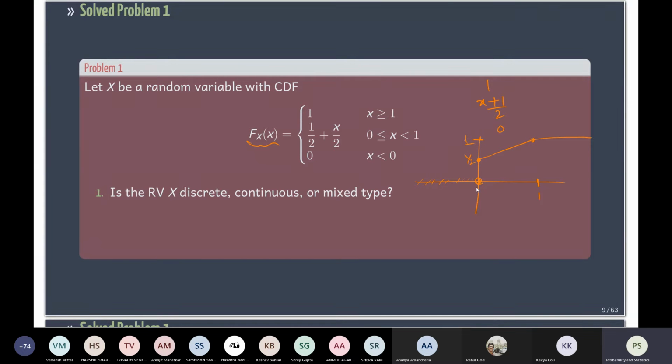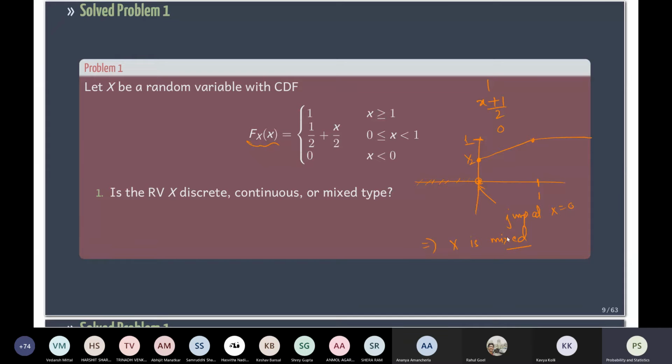So that's the plot. So there is a jump at x equals 0. So some part is continuous, some part is discrete, so it's like a mixed type. Okay, so this is an example of a mixed random variable.